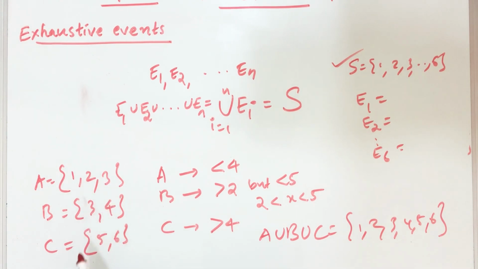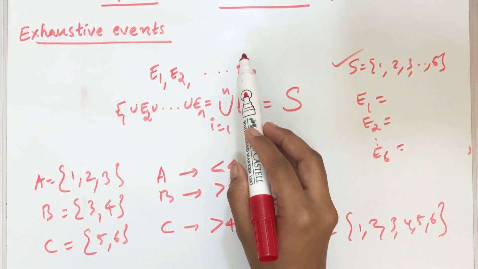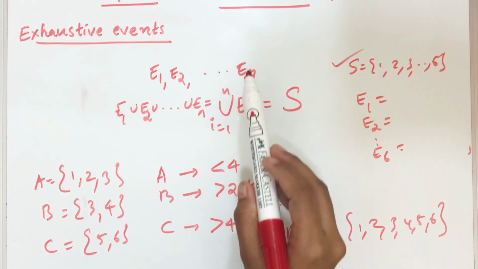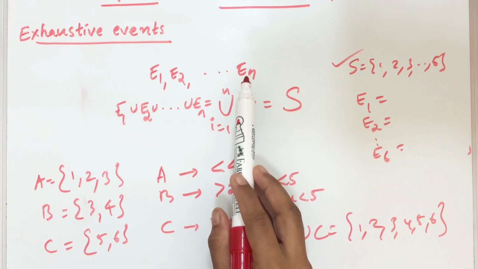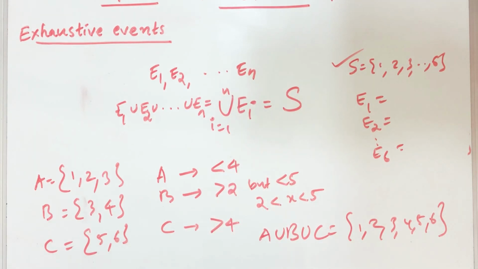So here A, B and C are exhaustive events. Here, the intersection is not empty. A intersection B is 3 here. So the intersection need not be empty in the case of exhaustive events. Or in other words, we can say E1, E2, etc., En are called exhaustive events if at least one of them necessarily occurs whenever the experiment is performed.